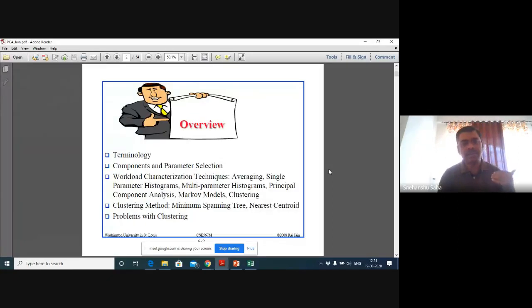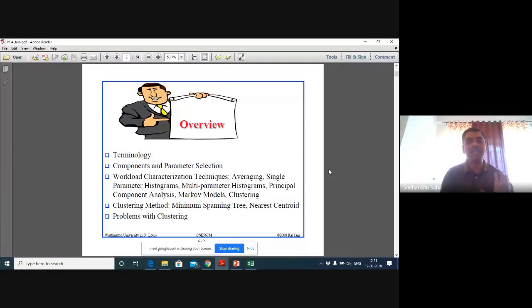One of the things I have just mentioned to you is to identify the components and select the parameters. There could be multiple ways of characterization of workload, and some of these are purely statistical. You can take single parameter histograms, two parameter histograms, Markov models, you can do some sort of clustering, and you can do principal component analysis as well.